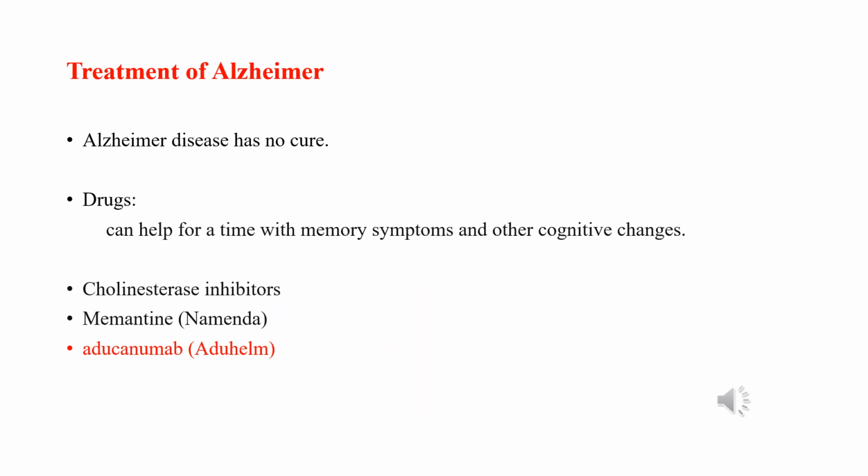There is no cure for Alzheimer's disease, but there are some drugs that can help for a time with memory symptoms and other cognitive changes. Some of these drugs are cholinesterase inhibitors, Namenda, and aducanumab. The aducanumab drug is the first drug approved by the FDA to treat the underlying cause of Alzheimer's by removing amyloid plaques in the brain, but this drug is still under research.